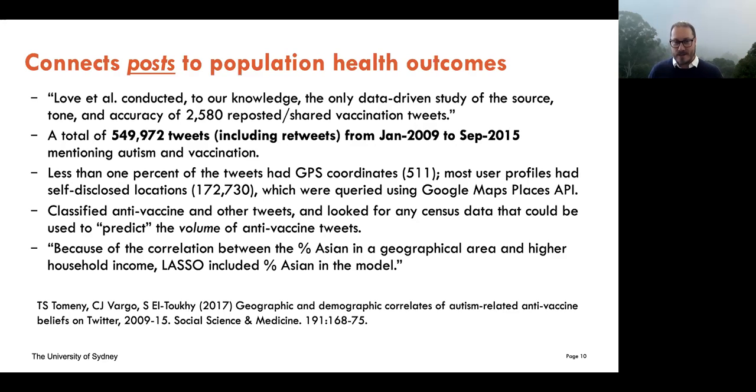And as an indication, what they found, and this is going to be a dead giveaway for what I'm going to show you in the next slide, was that one of the variables that was sucked up into the model because it was significant was the percentage of Asian people in a geographical area. It just happened to get sucked up into the model because there was a strong correlation between the percentage of Asian people in a geographical area and the volume of tweets that were anti-vaccine and mentioned autism and vaccination. So I'll stop there and show you the next slide.